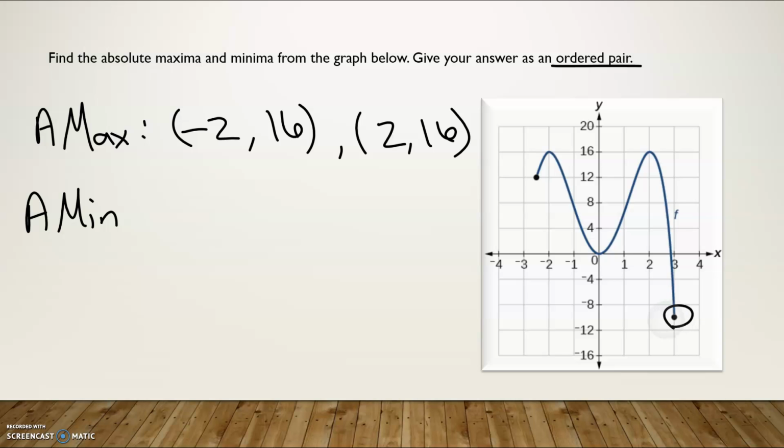Now, this one's a little bit tricky. The graphs on the homework will not be this tricky. Looks like this is, for x value, it's 3. For the y value, I'm going to guess that's -11. Because halfway between those two would be -10, so that'd be about here. So we'll say that's about a -11. But that's the absolute lowest point on that graph.